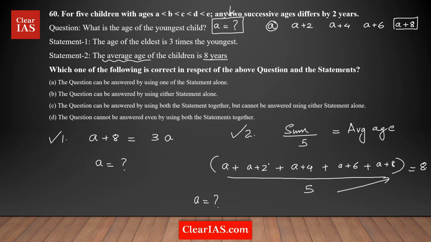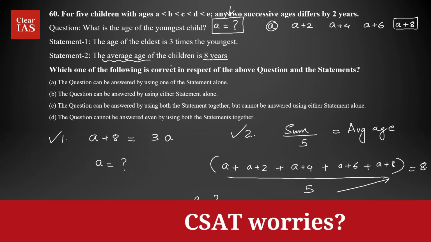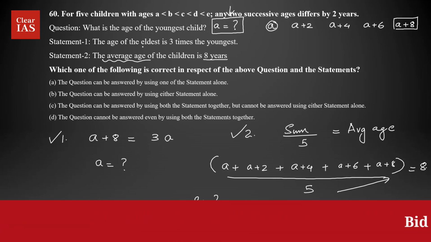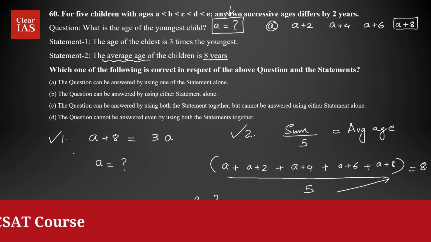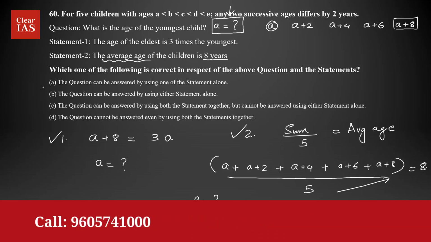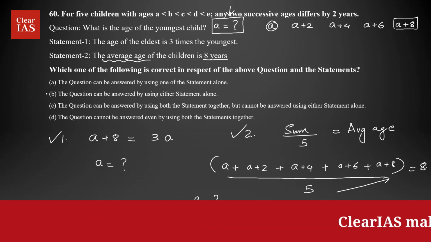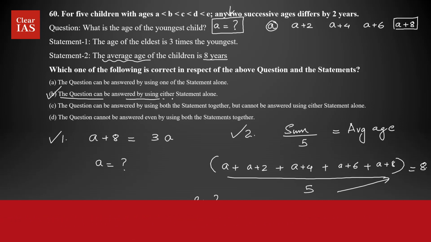Keep in mind, you don't need to spend time solving the question. That's the advantage of a data sufficiency question: you don't need to find a value, you just need to be sure that it's possible to find a value. So in this question, each statement alone is sufficient to answer the question. Which option will you mark as the answer? We'll mark option B as the right answer, because it says the question can be answered using either statement alone.